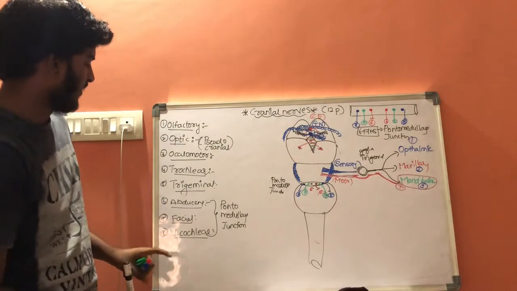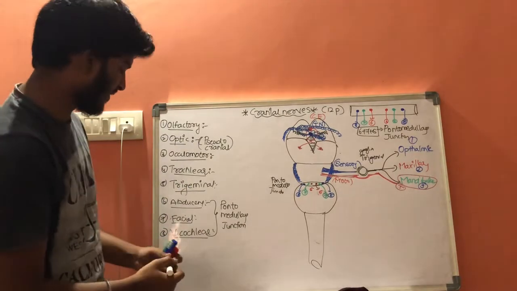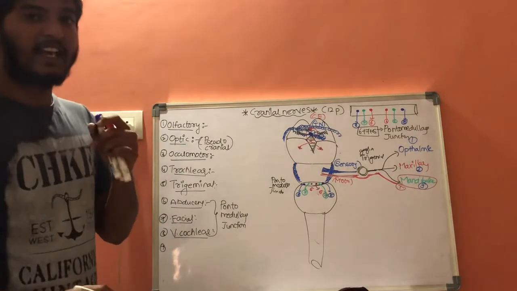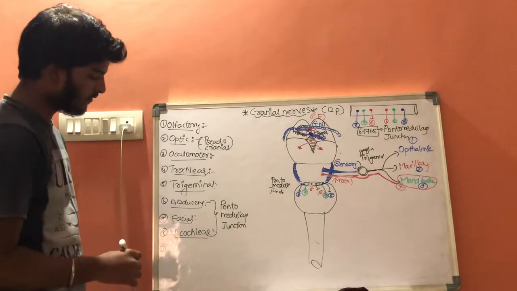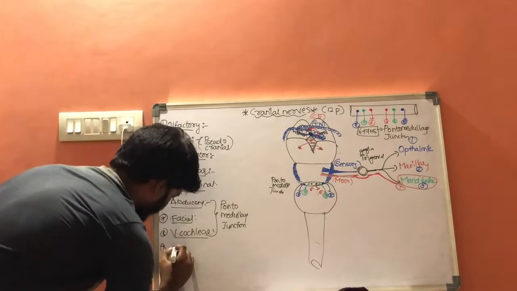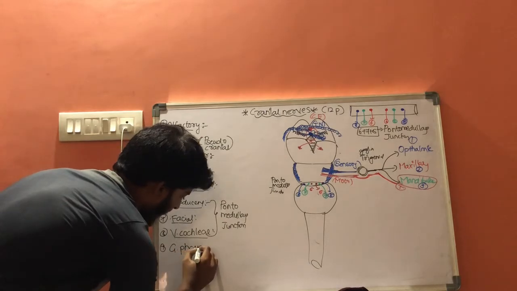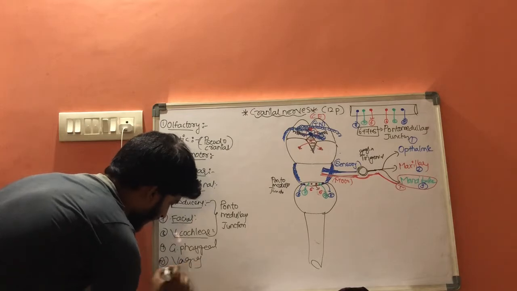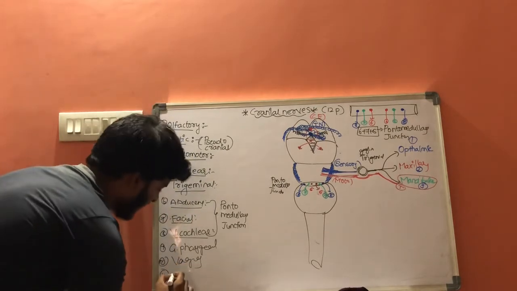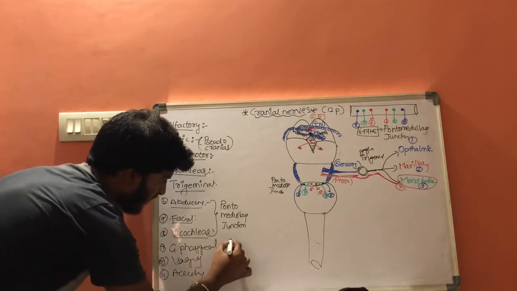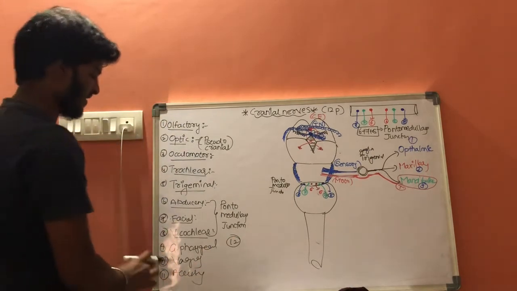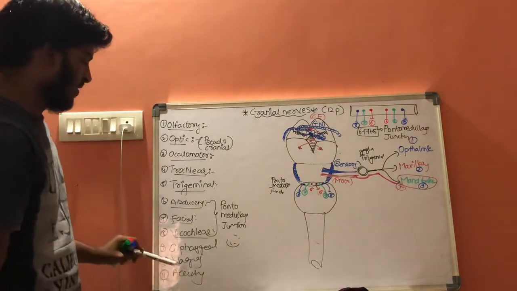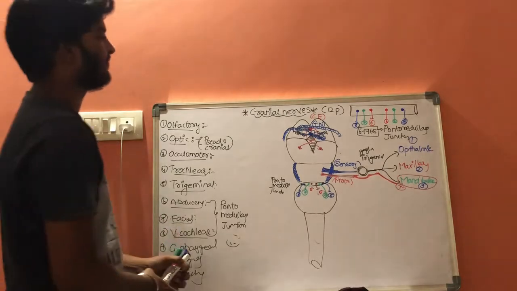Now, this is the eighth one. The ninth nerve, let us discuss, is the glossopharyngeal nerve, and the 10th one is the vagus nerve, and the 11th one is the accessory nerve, and the 12th nerve. Let us discuss these 9, 10 and 11. From where do the 9th glossopharyngeal nerve, vagus nerve and accessory nerve arise?